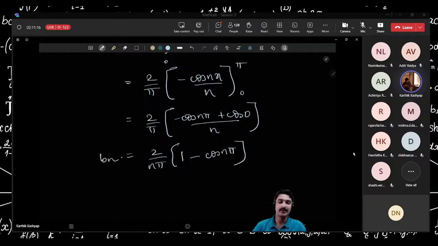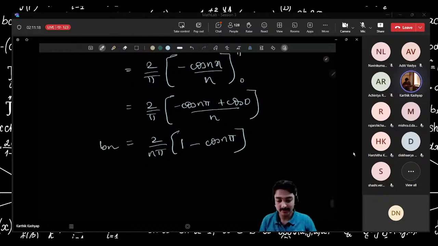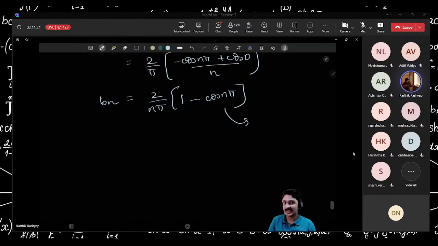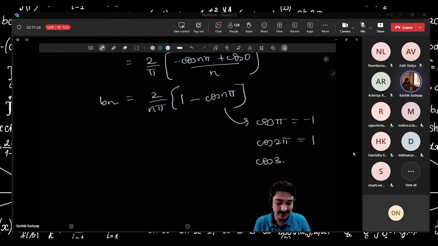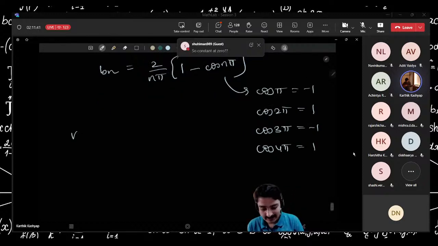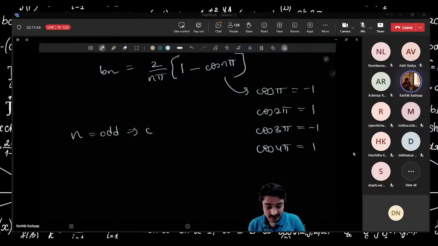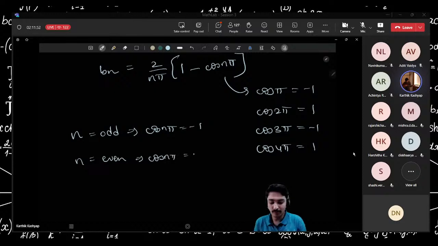This is bn. Now let's try to simplify this even more. What values can cos n pi take? When n is equal to 1, cos pi is equal to -1. When n is equal to 2, cos 2 pi is equal to 1. Cos 3 pi, when n is equal to 3, is -1. And cos 4 pi, when n is equal to 4, is 1. So with this, we can say if n is odd, cos n pi is -1, and when n is even, cos n pi is equal to 1.